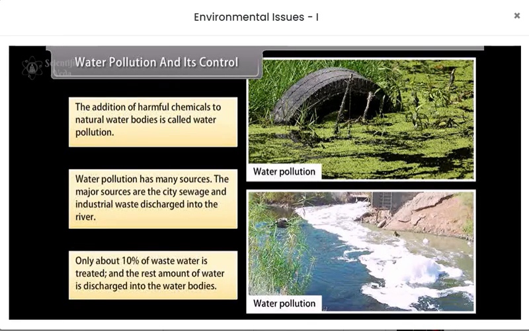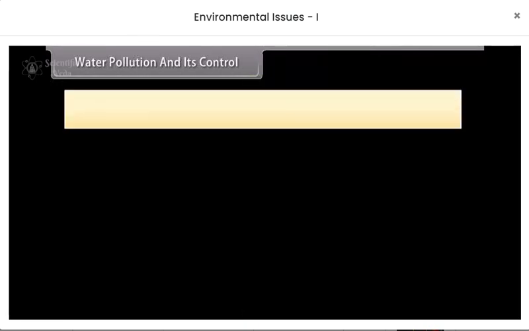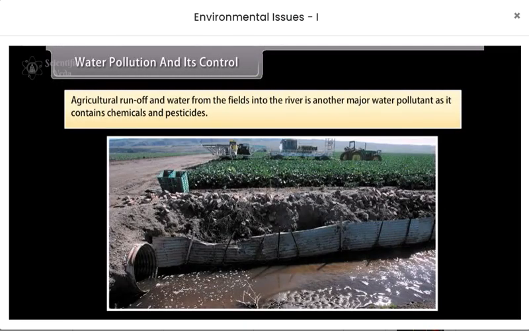Only about 10% of wastewater is treated and the rest amount of water is discharged into the water bodies. Agricultural runoff and water from the fields into the river is another major water pollutant as it contains chemicals and pesticides.